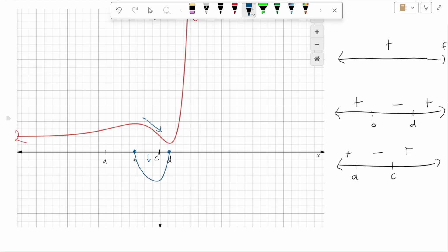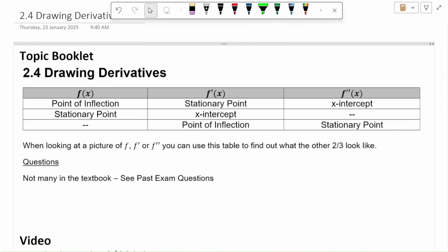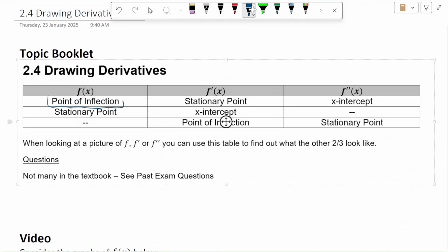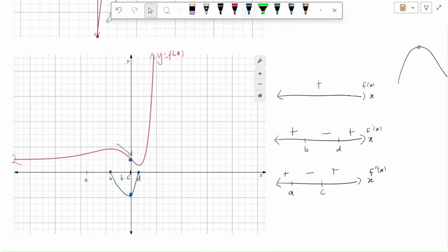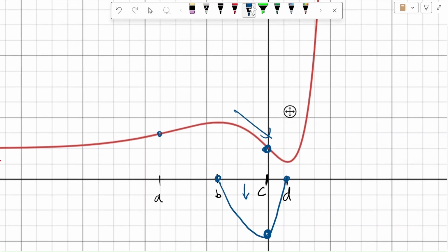and back up. Notice that I've very strategically, or maybe messed up the drawing a little bit, but very strategically made sure that the local minimum happens where the point of inflection happens. Because if f has a point of inflection, the derivative has to have a stationary point when you draw it. That's why. Speaking of, we've got another point of inflection up here. So this point of inflection A needs to become a stationary point. And I reckon that's going to be a local maximum.